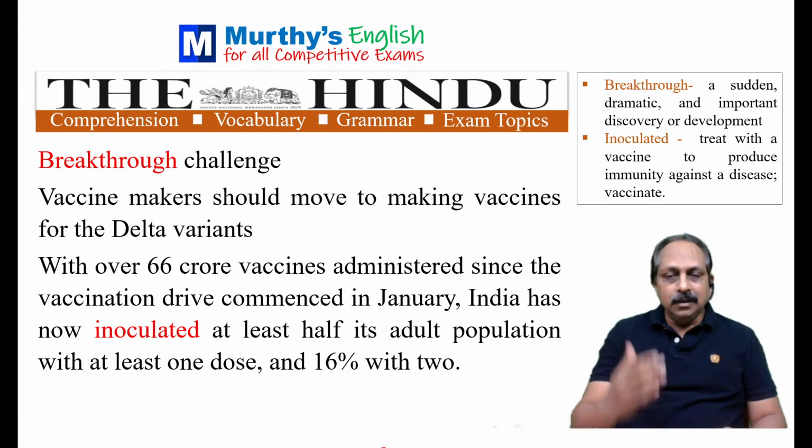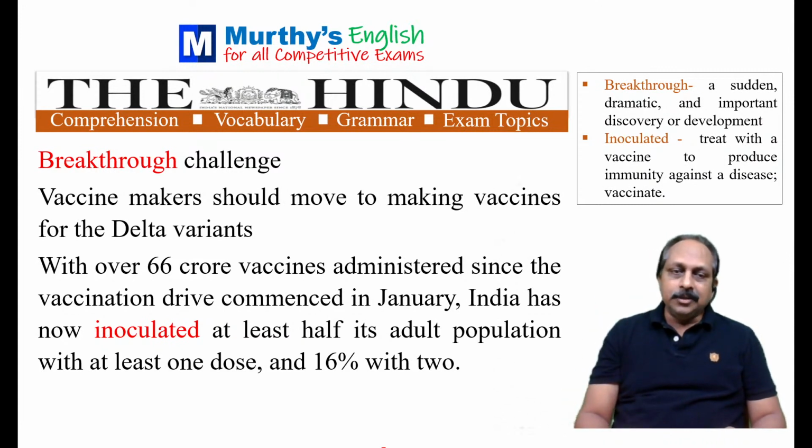What is the reason? If you go to the editorial, you understand. With over 66 crore vaccines administered since the vaccination drive commenced in January, India has now inoculated at least half its adult population with at least one dose and 16% with two. There's another word, inoculated. Inoculated means vaccinated. Treat with a vaccine to produce immunity against a disease, or vaccinate.